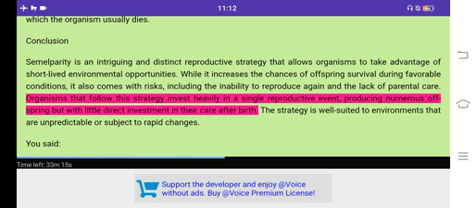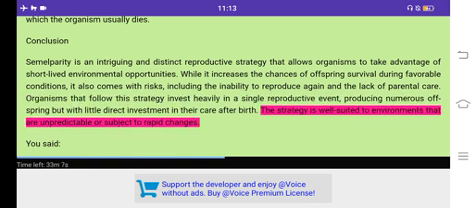Organisms that follow this strategy invest heavily in a single reproductive event, producing numerous offspring but with little direct investment in their care after birth. The strategy is well suited to environments that are unpredictable or subject to rapid changes.